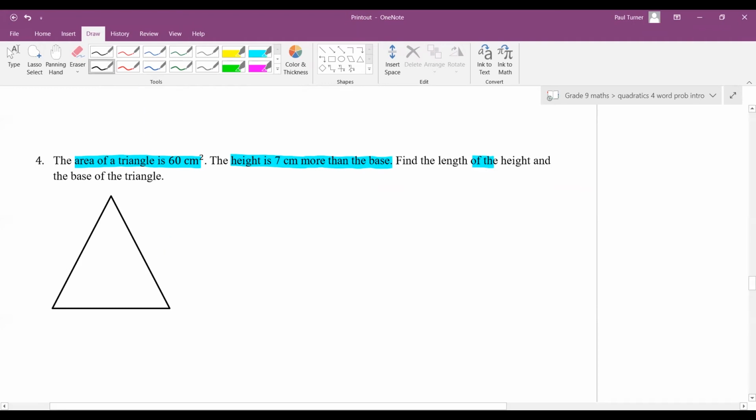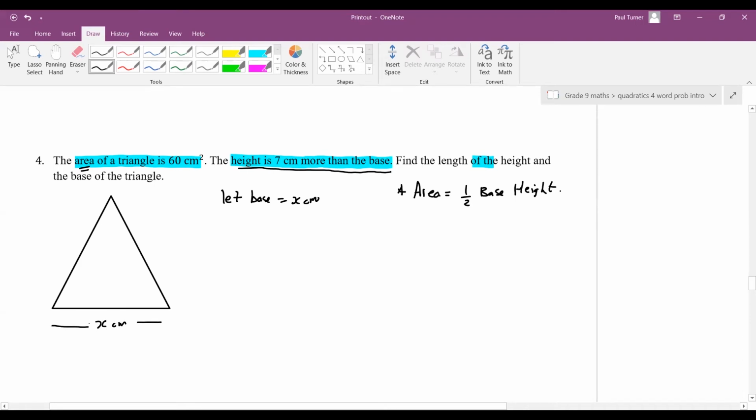So when you look at this, you see you've got area of triangle, and area is half base height. That's your formula for the area of a triangle. We see area, so we know we're probably going to be using this formula. So you should write that down at the start. And here it says the height is 7 more than the base. So what I'm going to do here is let the base equal x cm.